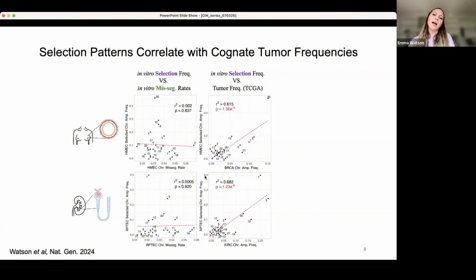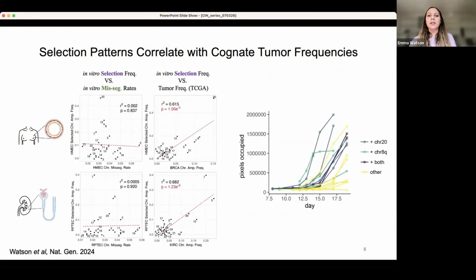So here I'm showing on the y-axis the selection frequencies in vitro in our two different cell lines and the cognate amplification frequencies of these chromosomes in patient cohorts. And what we can do now that we have lots of isogenic lines derived from these forward genetic screens that are enriched for some of these features that are also enriched in cancer, we can compare their growth rates and we can see indeed, yes, these things do seem to confer some proliferative benefit compared to all other aneuploidies. And also, in some cases, even compared to diploids.